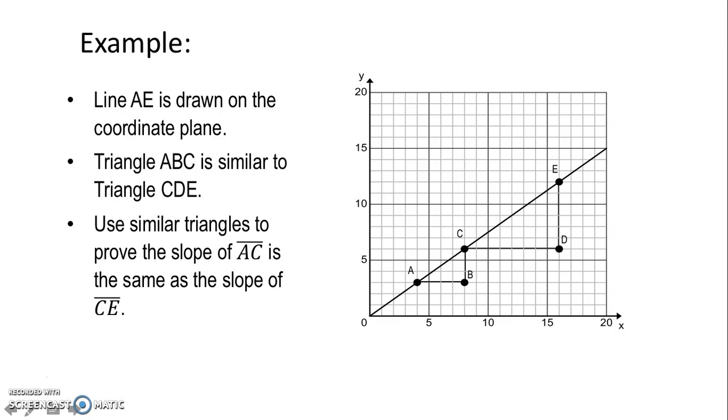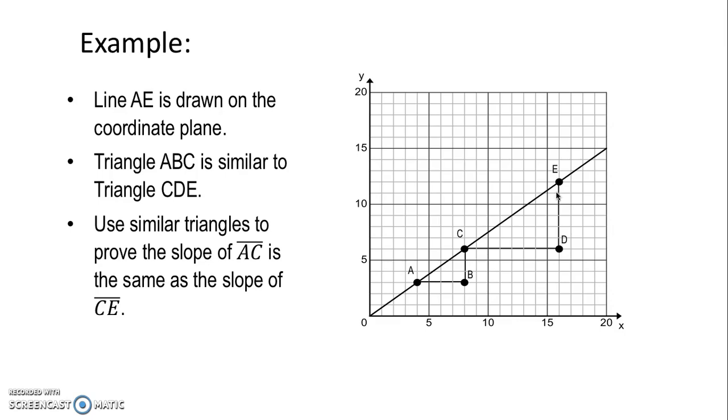Alright, so since we know what a similar triangle means, how can we use similar triangles to prove that their slope is the same? Let's take a look at this example. Line AE is drawn on the coordinate plane. We know triangle ABC is similar to triangle CDE. These triangles are similar, which means they have the same angle measurements and they have proportional side lengths.